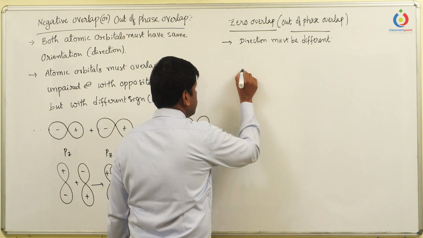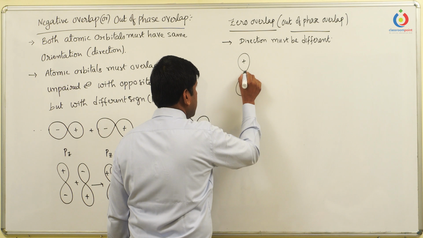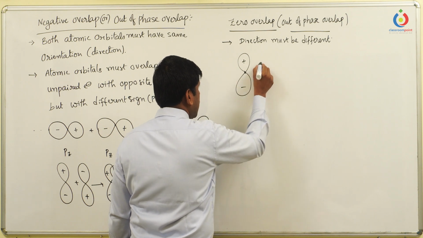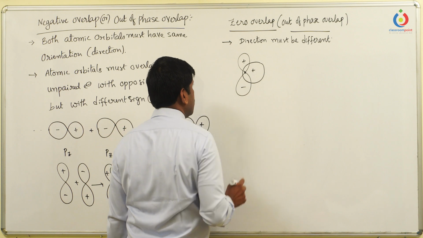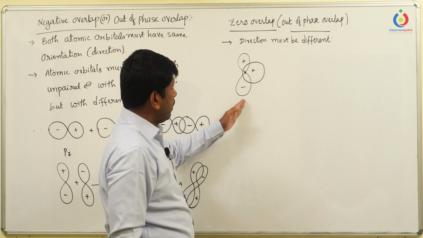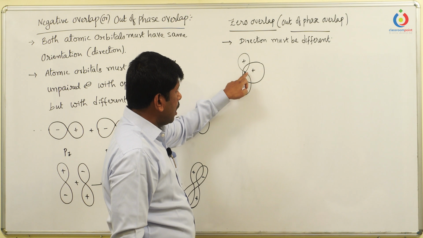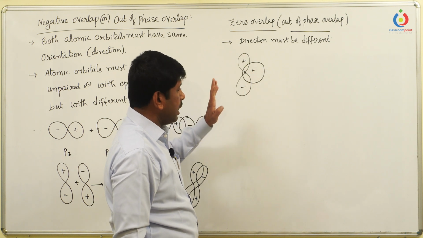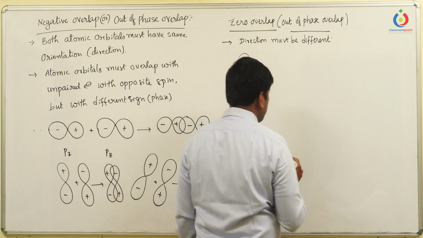Now let us see here. Let us take a p orbital, here the nucleus is present, and an s orbital is coming for overlapping like this. This is zero overlap, because an orbital cannot overlap with the nucleus; an orbital has to overlap only with the electrons. That's why this is called zero overlap, which does not give any bond.